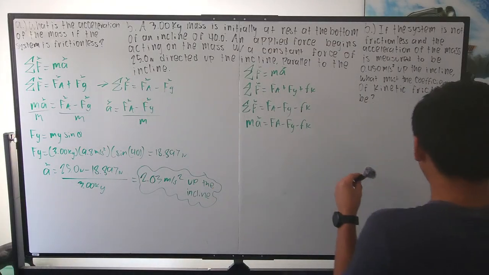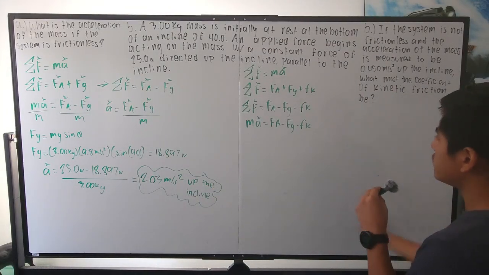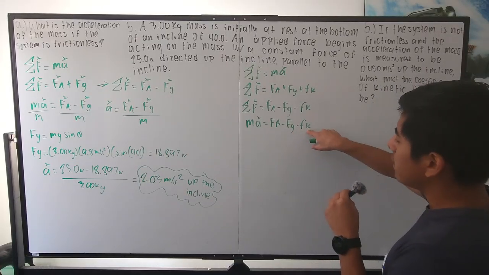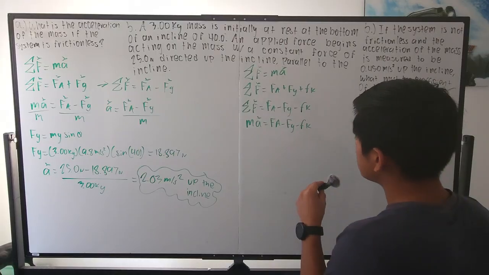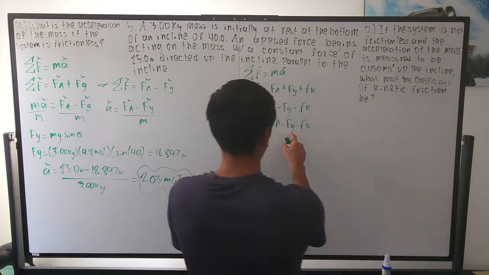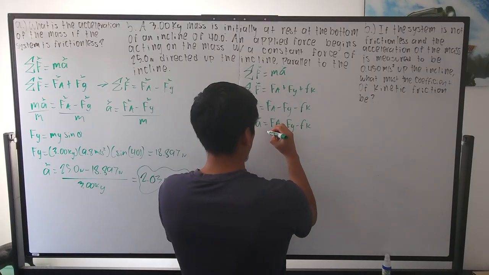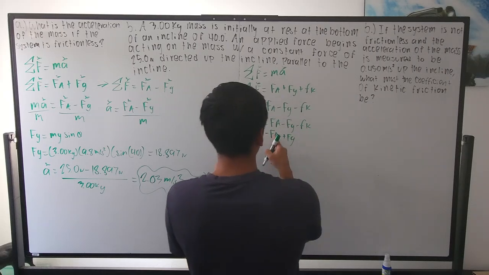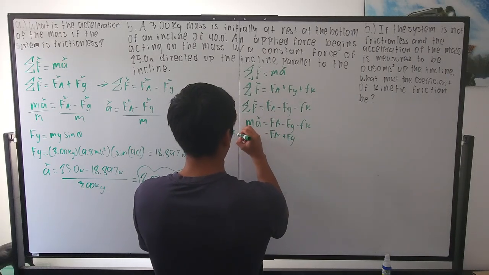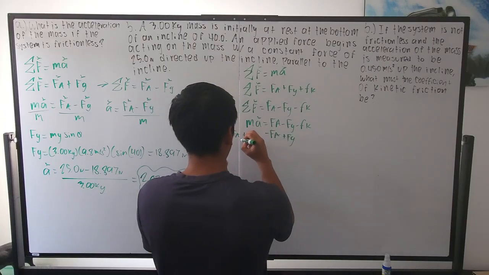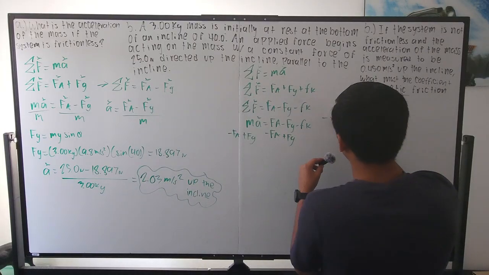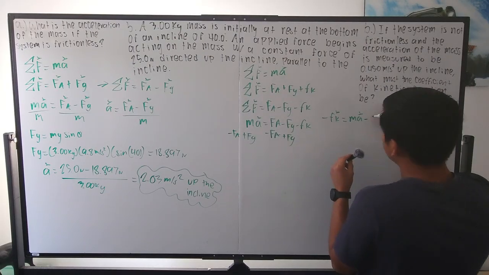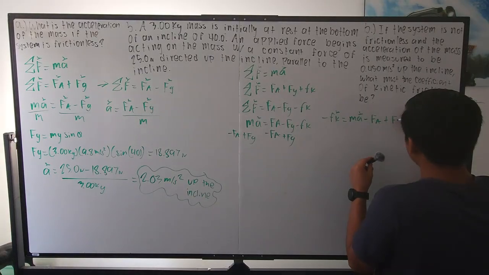Now I'm being asked to find the coefficient of kinetic friction, which is going to be found right here. So I've got to get rid of this one, and this one, and some other stuff right here. But first, let's just get rid of these two. To get rid of these, I'll do minus FA, and then plus FG. And then I have to do the same on this side, so minus FA and then plus FG. So then I'll have that negative FK is equal to MA minus FA plus FG.